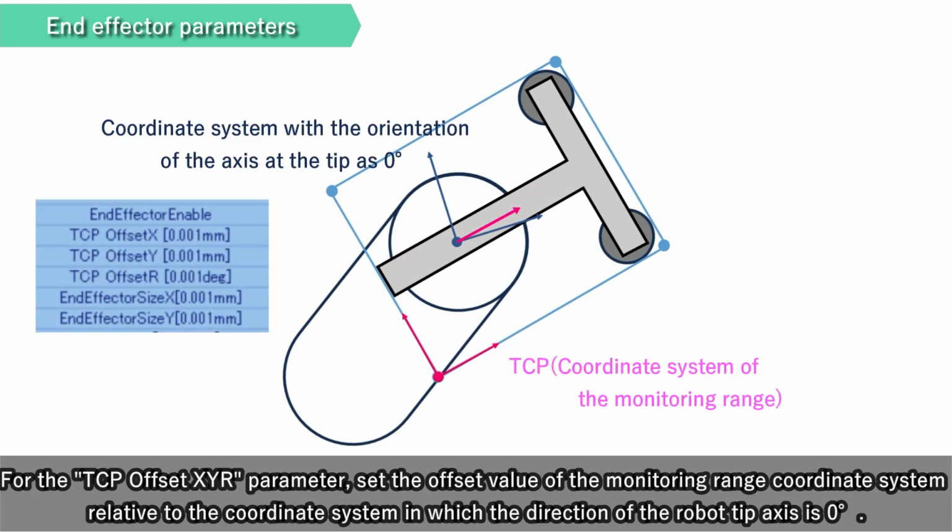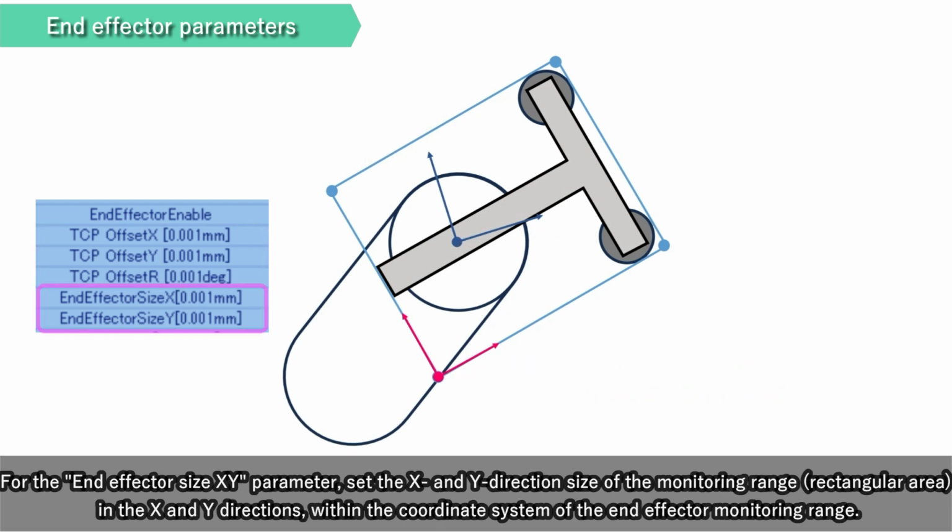For the TCP offset XYR parameter, set the offset value of the monitoring range coordinate system relative to the coordinate system in which the direction of the robot tip axis is 0 degrees. For the end effector size XY parameter, set the X and Y direction size of the monitoring range, rectangular area, in the X and Y directions, within the coordinate system of the end effector monitoring range.